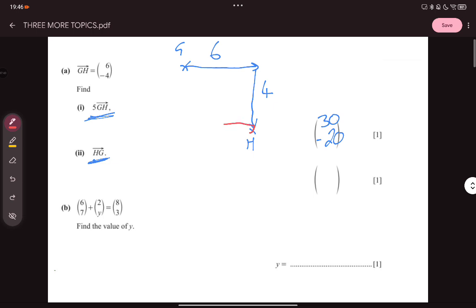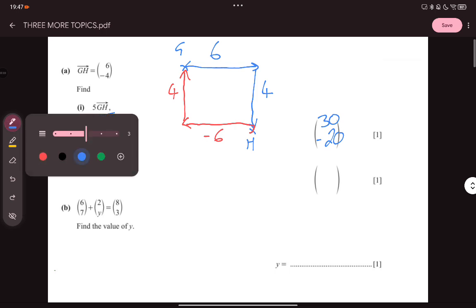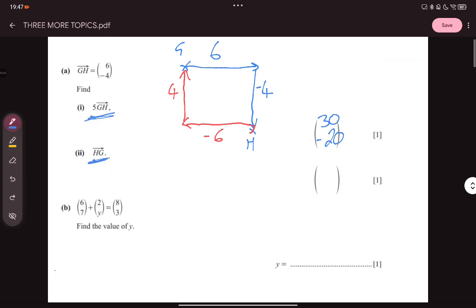So if I start at point H and go to point G, I need to go that way, so I can start off by going that way. It's the across first. Left or right is the top number, up or down is the bottom number. So going that way, I would need to go negative 6, and then I have to go 4 upwards like that. Just to make it absolutely clear, I will write negative 4 there. 4 down is negative 4.